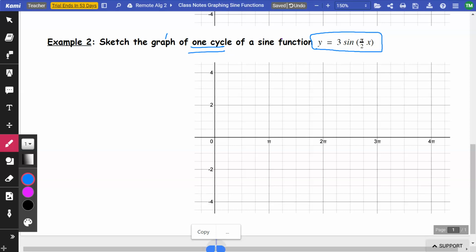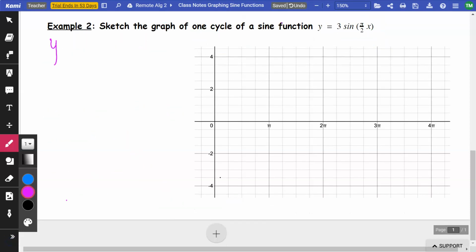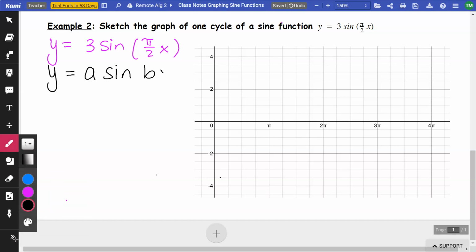You need to identify a and b. You need to identify your amplitude, your period. Graph a 0, max, 0, min, and 0. Press pause, do it on your own, and then press play when you're ready to check your answer. So the equation they gave us is y is equal to 3 times the sine of pi over 2x. Remember, our general form is y is equal to a times the sine of bx. A is your amplitude, so that means our amplitude in this case is 3. And then b would be equal to pi over 2.